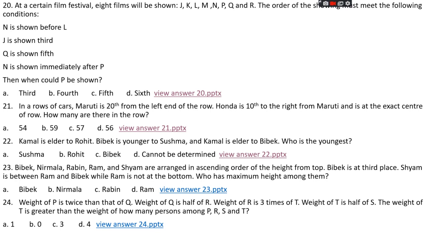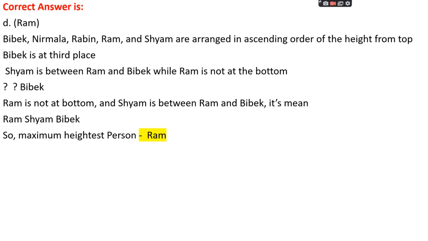Question number 23. Vivek, Nirmala, Raveen, Ram and Shyam are arranged in ascending order of height from top. Vivek is at third place. Shyam is between Ram and Vivek, while Ram is not at the bottom. Who has maximum height among them? Option A, Vivek. Option B, Nirmala. Option C, Raveen. Option D, Ram. The right answer is option D, Ram.